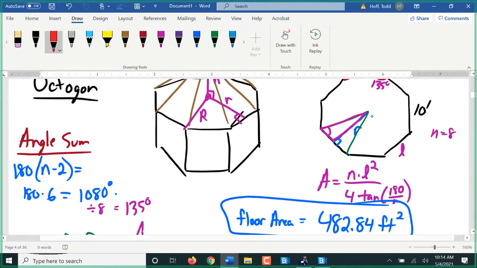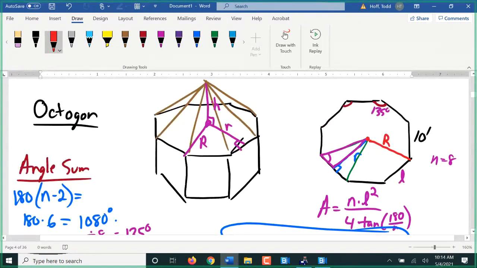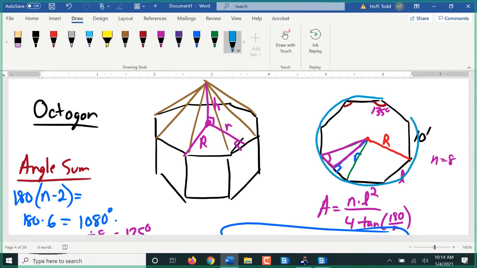Big R, then, is the distance from the center to one of the corners. That would be the large radius of what we call the circumscribed circle, a circle that went around the outside of the figure. It would be the larger radius.